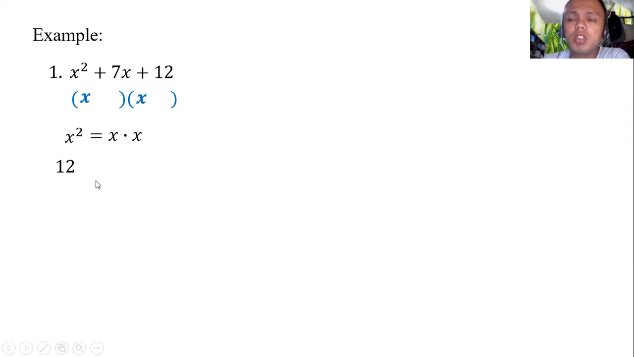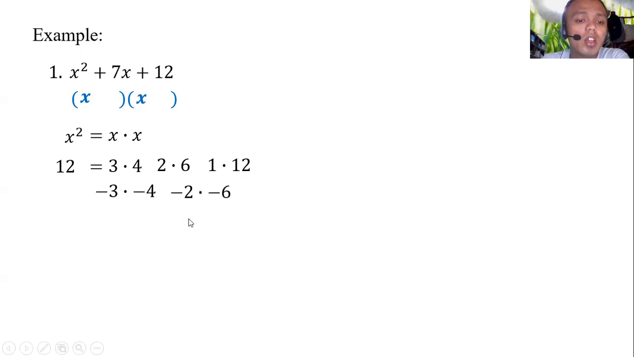So we will list, since 12 is not a perfect square, we will list the factors of 12. We have 3 times 4, 2 times 6. We have 1 times 12. We also have negative 3 times negative 4 is 12. We have negative 2 times negative 6. We have negative 1 times negative 12. So all of these are factors of 12.